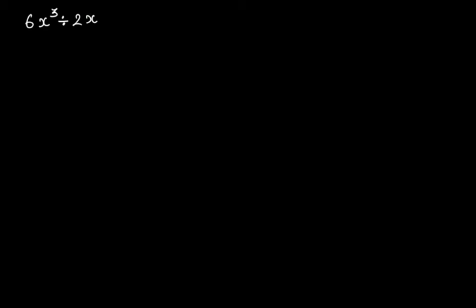Okay, so it's time to learn how to divide a monomial by a monomial. 6x cubed is a monomial because this algebraic expression has only one term, and 2x is also a monomial because this algebraic expression has only one term, that is 2x. Okay, let's try to understand this indirectly.